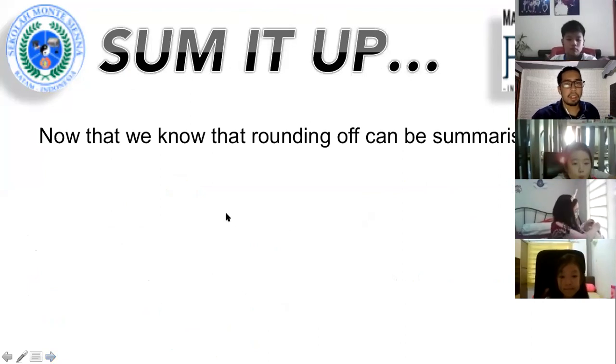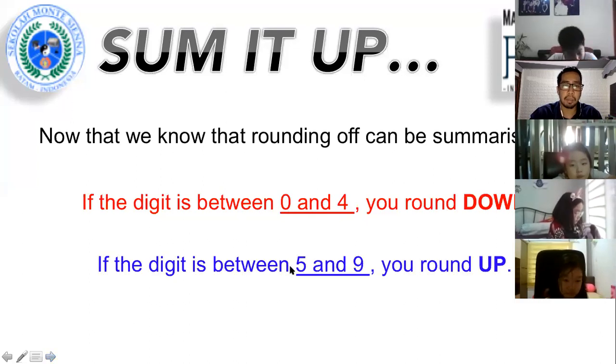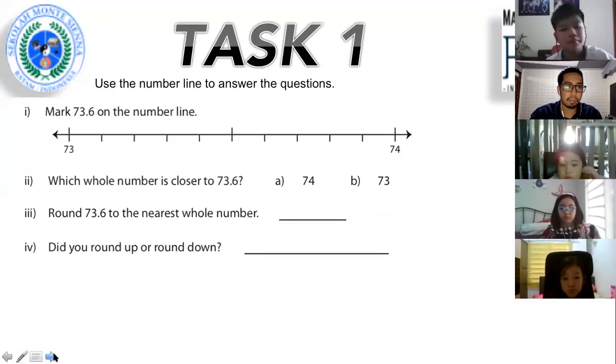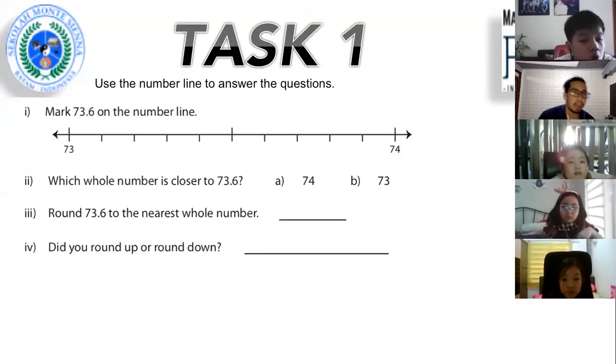Now, we know that rounding off can be summarized as the same as the rules of rounding off numbers. If the digit is between 0 and 4, you simply round it down. And then if the digit is between 5 and 9, we round it up. Okay? Let's do some activity. Where can we identify 73.6 on the number line?